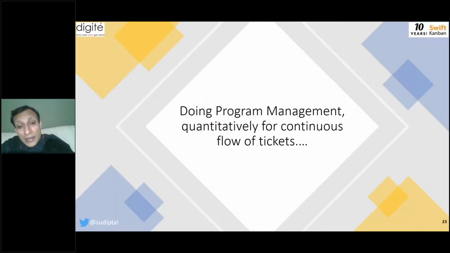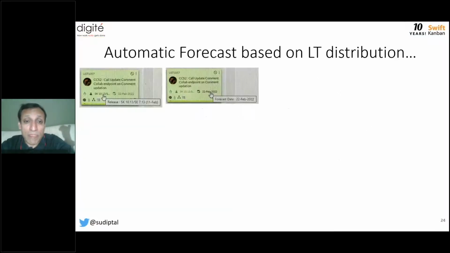On the other hand, all that I talked about was building a large program, a large epic, a large initiative. But think about a scenario where there's continuous flow, which is a second kind of program that you're working on, where the work is continuously flowing and streaming into your team. So Kanban helps you associate and say, okay, what is the forecast date if you start this card today?